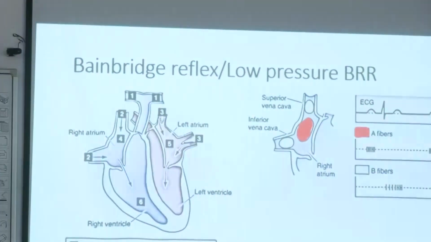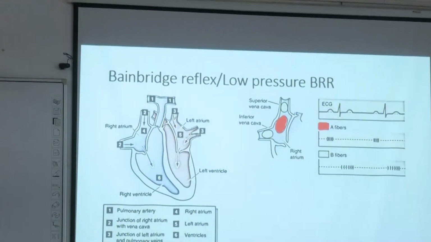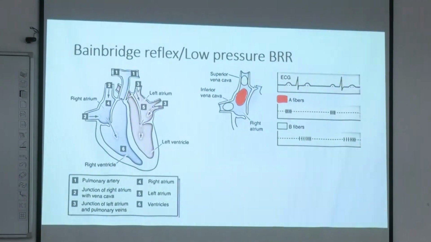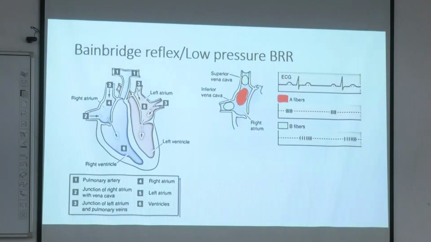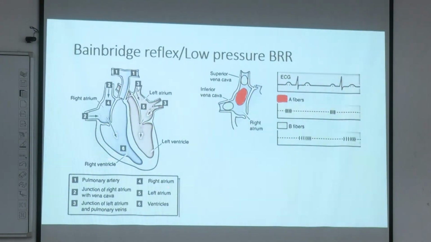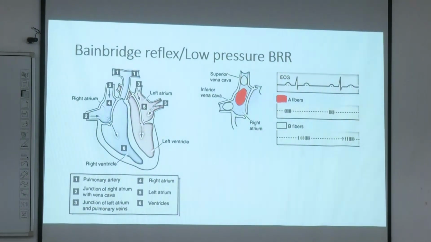Now the Bainbridge reflex, or low pressure baroreceptor reflex. I already told you what low pressure baroreceptors are. Low pressure baroreceptors are located in these 6 locations.